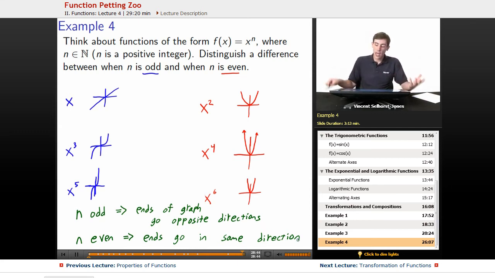So if n is odd, we have opposite directions. If n is even, we have same direction. All right, great. So that finishes up for the examples. I hope you've got a good idea of the various functions out there.